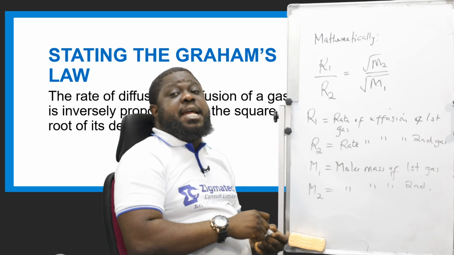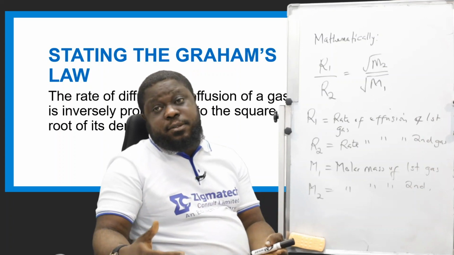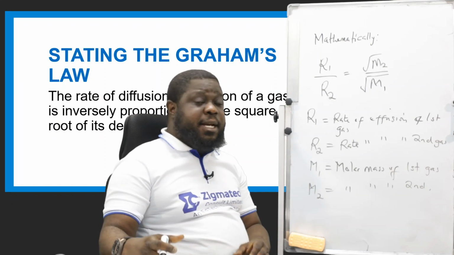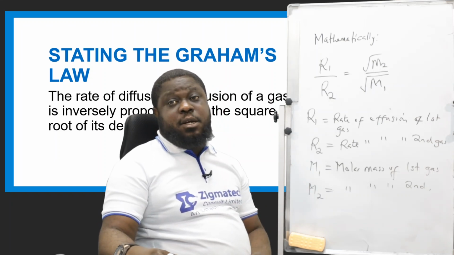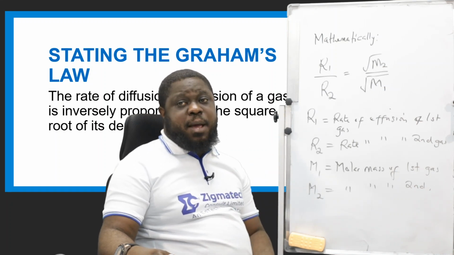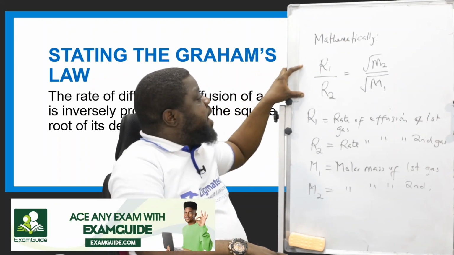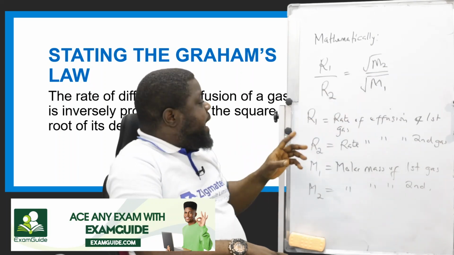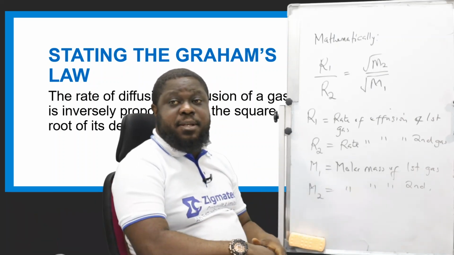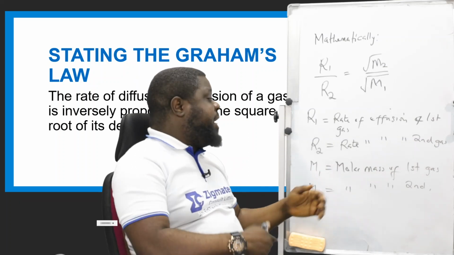When we get to gas laws part 3, we will know how to use these particular formulas in solving. Okay, this is just a theoretical explanation of Graham's law of diffusion. When we get to gas laws part 3, we will know the quantitative solving of Graham's law of diffusion. Now, this is the mathematical expression: rho 1 all over rho 2 equals the square root of M2 all over M1. And I told you that rho 1 is the rate of effusion of the first gas, the speed it uses in escaping, and rho 2 is the rate for the second gas.